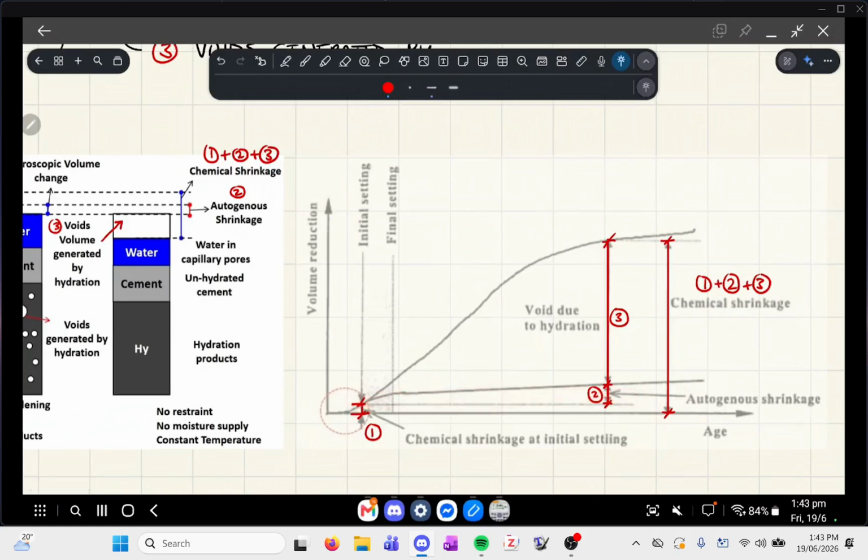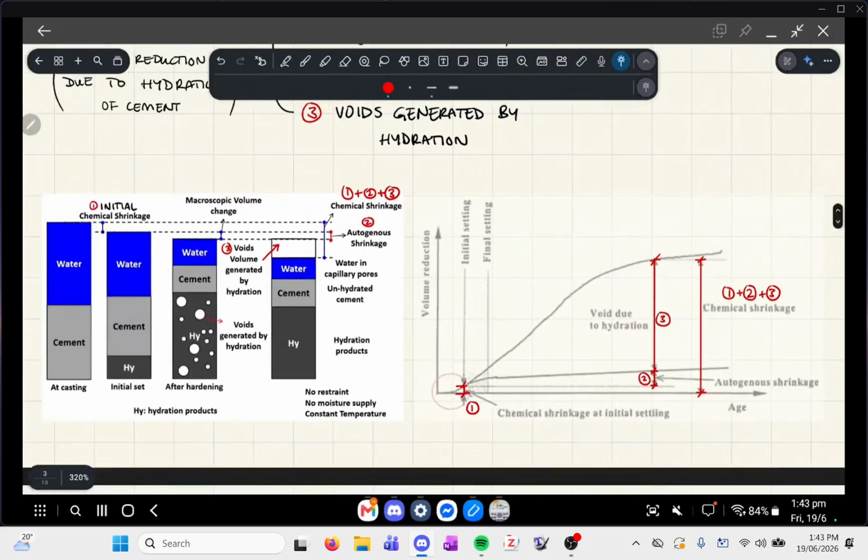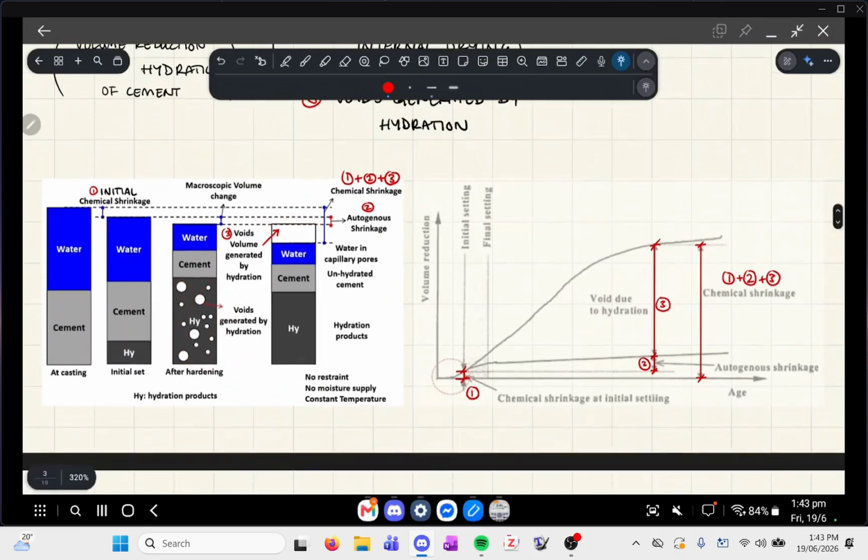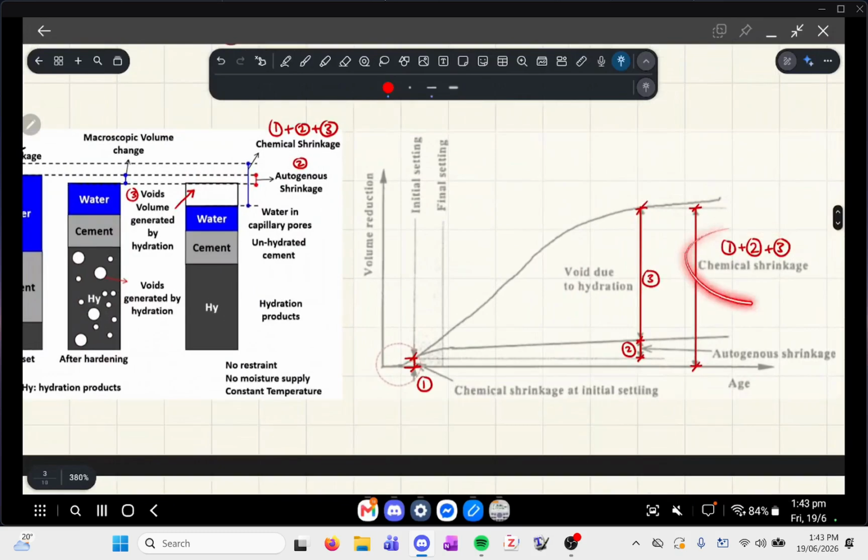All right, there's the autogenous shrinkage, the internal drying, which results in volume reduction, and then there's also the voids generated through hydration, which is more significant. So that's that block from all the voids generated through hydration. But the sum of all of those, that whole bracket there, is your chemical shrinkage. Okay, does that kind of make sense?